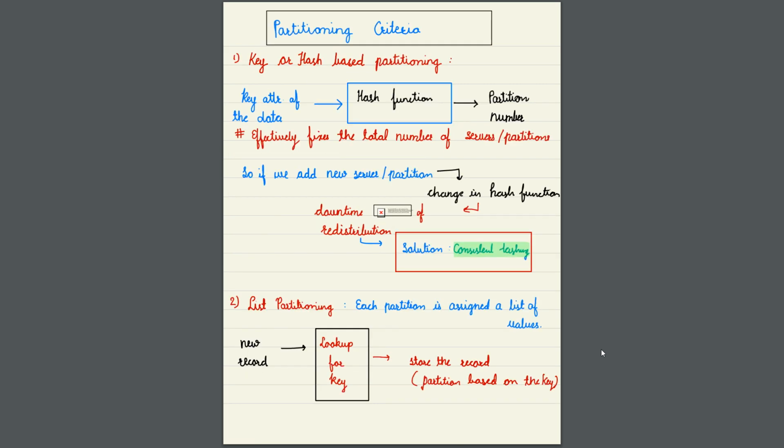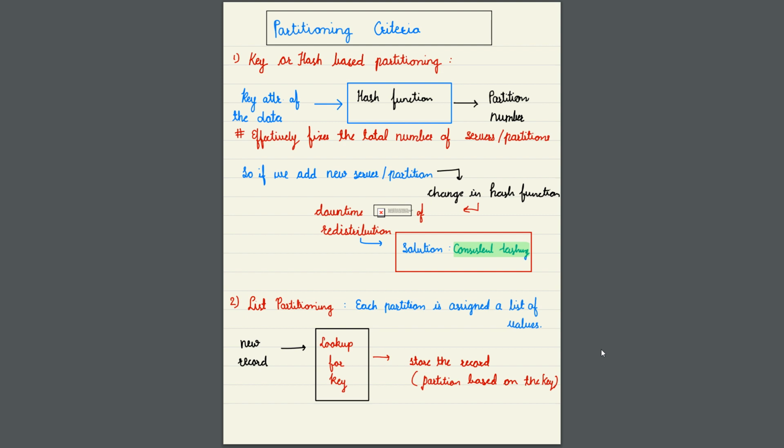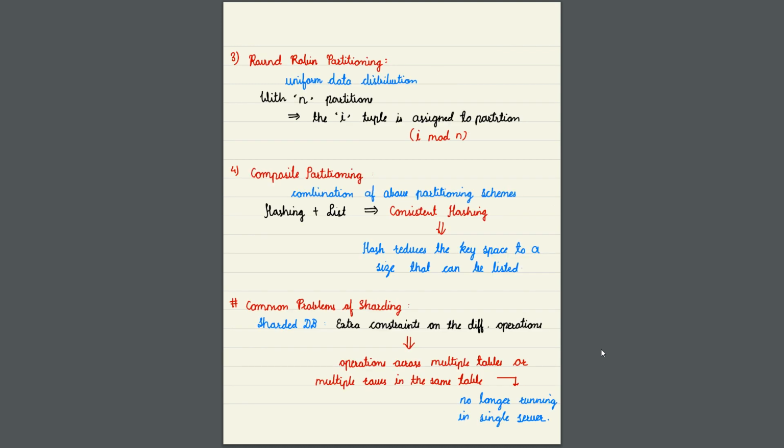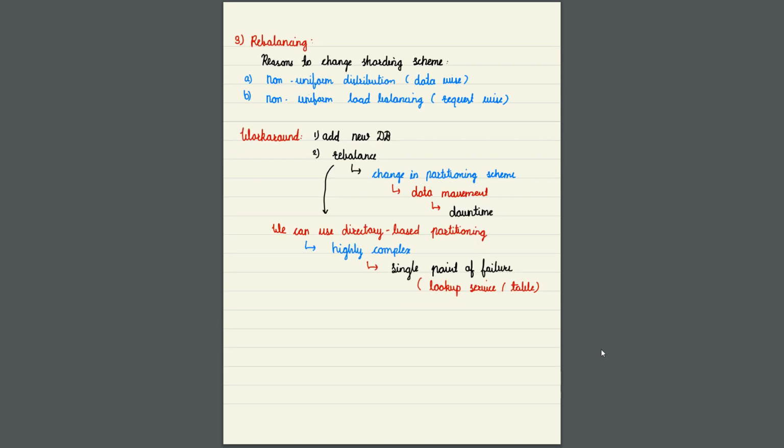Then these are all the criteria which we have while we go for the partitions: key or hash based, list partitions, round robin partitions, then composite partitions, then common problems and sharding partitions and all. So these all are the partitions part.